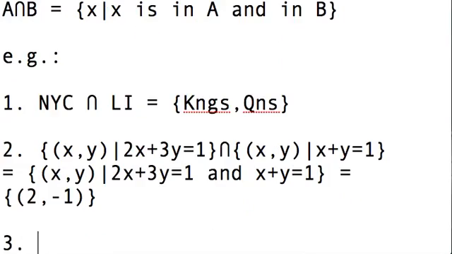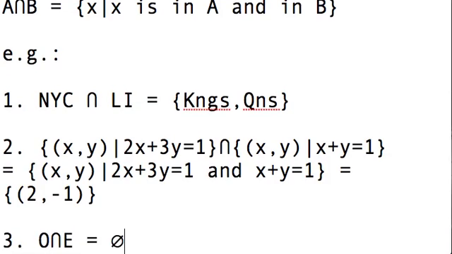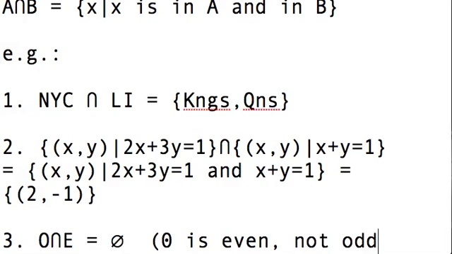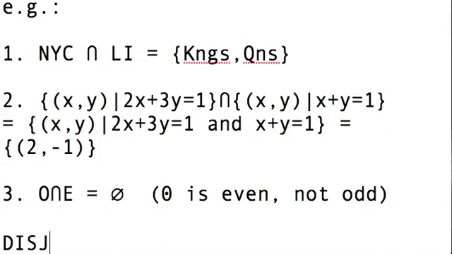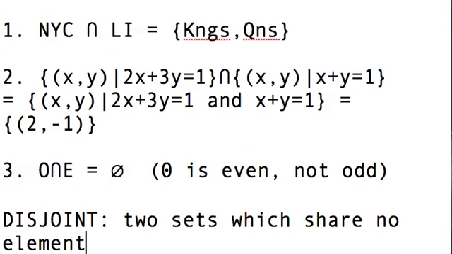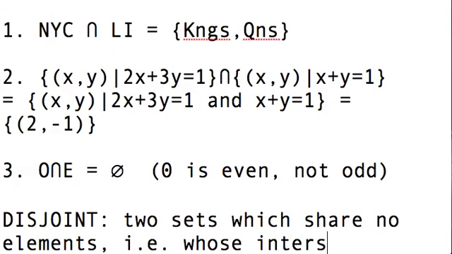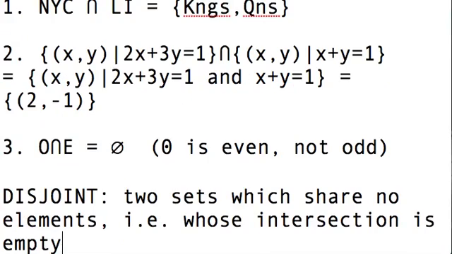One final example: remember that O was the odd numbers and E was the even numbers. When I take the intersection of these, you can't be odd and even. Contrary to what you may have heard, 0 is even, not odd. So the intersection of these two sets is nothing. This is called disjoint. Two sets are disjoint if they share no elements, that is, if their intersection is the empty set.